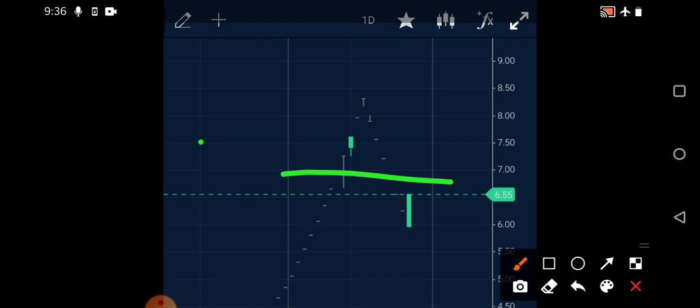As for the levels, the first resistive zone is 7 rupees, and support is the 6 rupees level. Once it gives a closing above 7 and the 7.5 rupees zone, you can directly expect the stock to face resistance near the 8.50 rupees zone, from where the stock may continue the uptrend. So keep these levels on your radar.